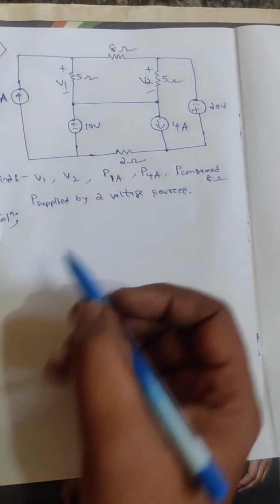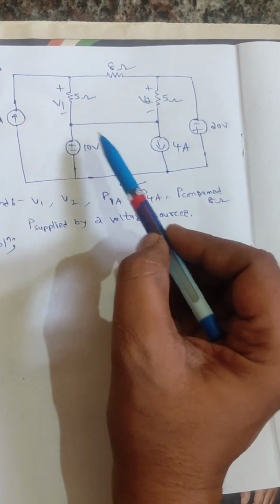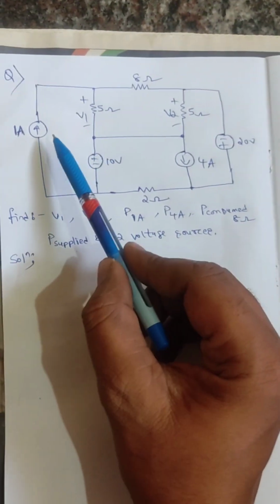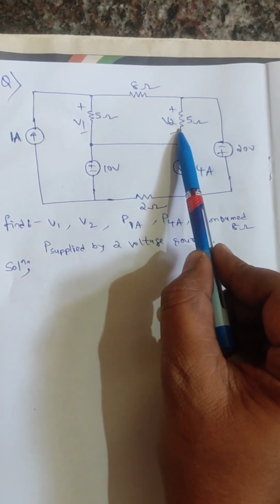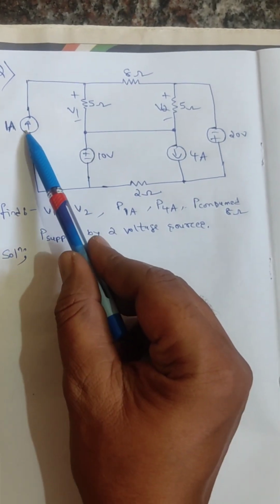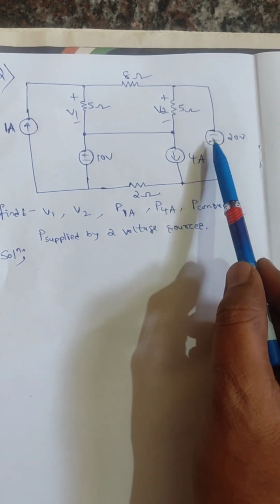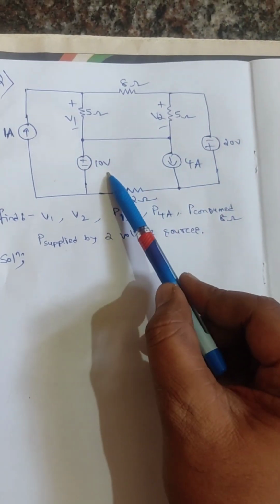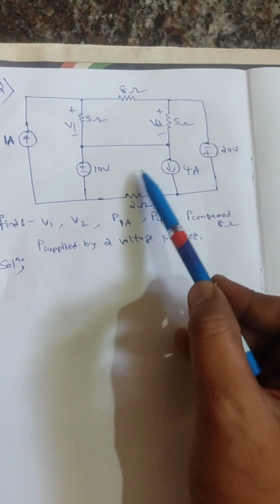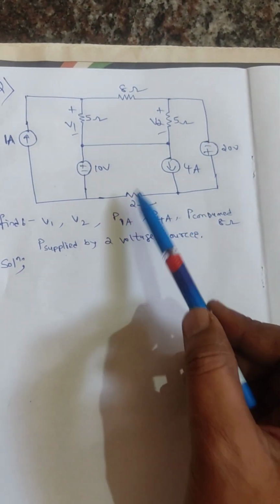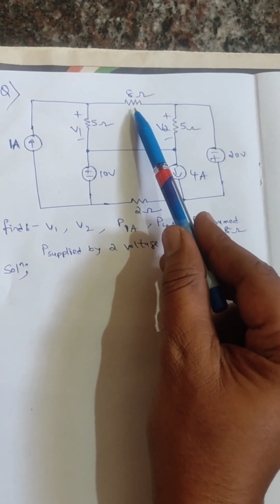So today in this lecture I am going to solve this numerical. It is related to Basic Electrical Advanced, that is network analysis. The question is, you have to find the voltage across this 5 ohm resistance, and then the power supplied by this 1 ampere current source, power supplied by this 4 ampere current source, and then power supplied by the 20 volt source and the 10 volt source, and then the power supplied by combining these two voltage sources. What is the power supplied by the two voltage sources in this circuit? And also the power consumed in this 8 ohm resistance. How much power is consumed in this?